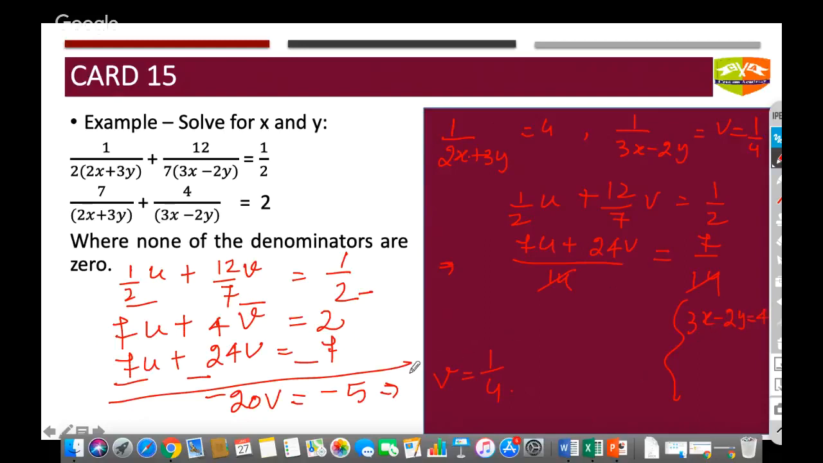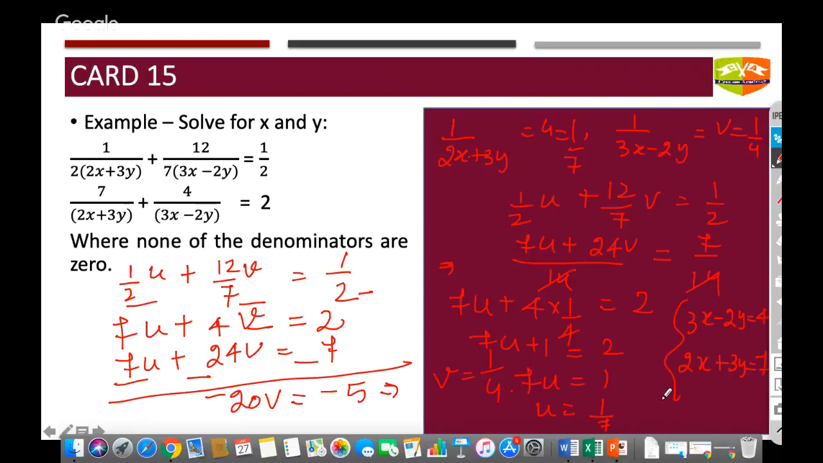And the second equation, if v is 1 by 4, now let me put it in this equation. So I write here 7u plus 4 into 1 by 4 is equal to 2. So 7u plus 1 is equal to 2. So 7u is equal to 1. U comes out to be 1 by 7. So this is equal to 1 by 7, which gives me 2x plus 3y is equal to 7. Now I need to solve these two equations to get the values of x and y.